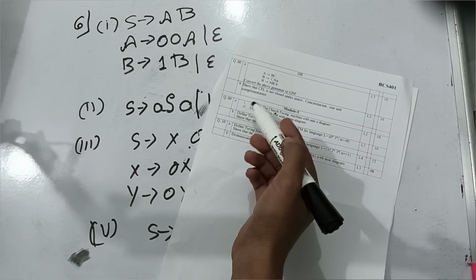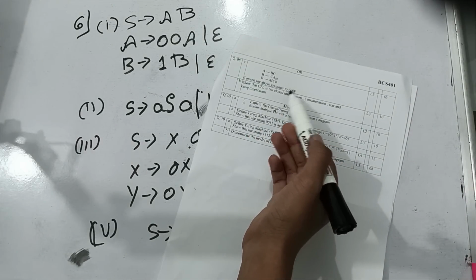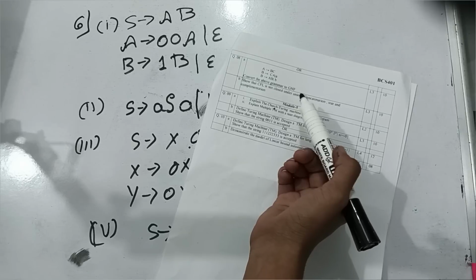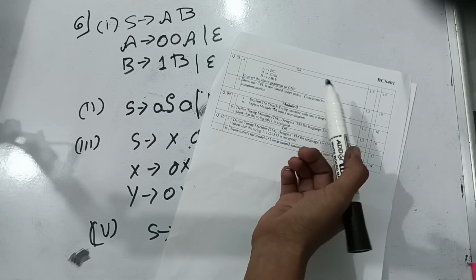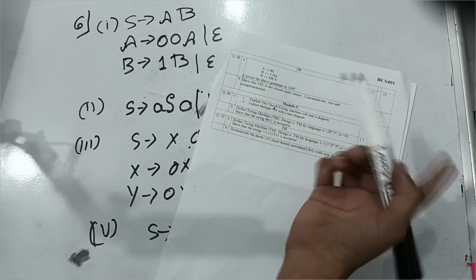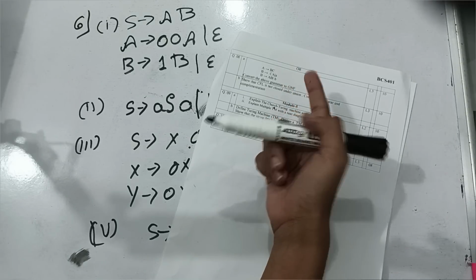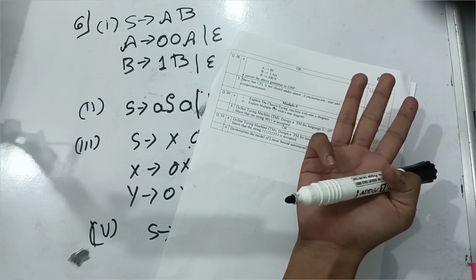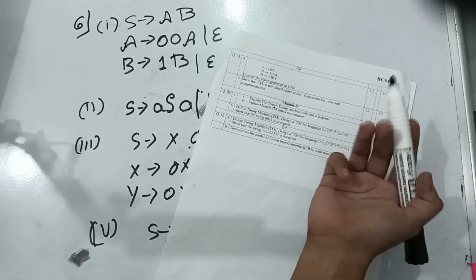Next one is to convert the above grammar to GNF. This is out of syllabus, but they gave it in model paper 1, where I solved one problem, and here I will solve this one. And there is one more question: convert the given grammar into GNF.